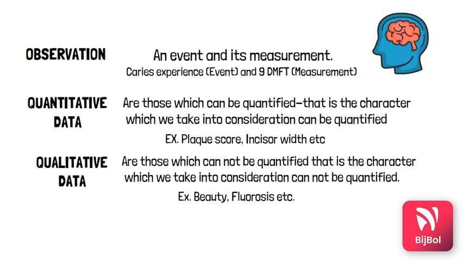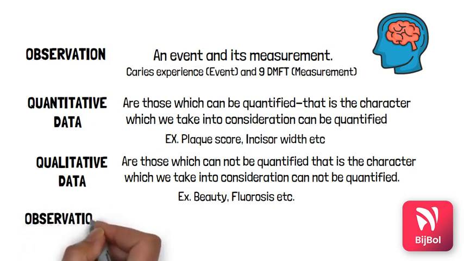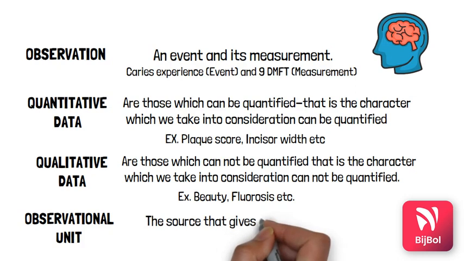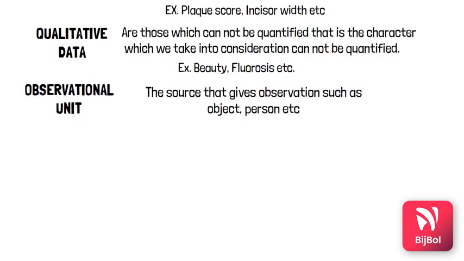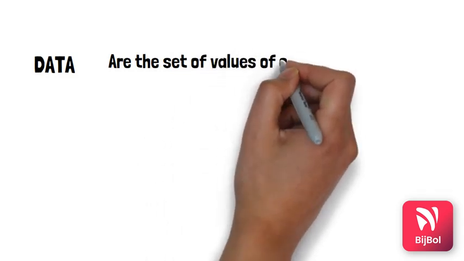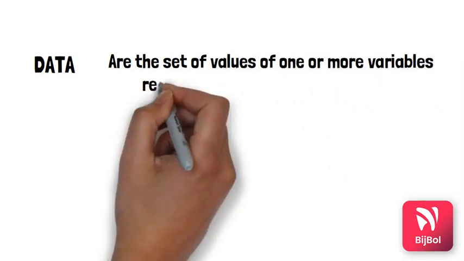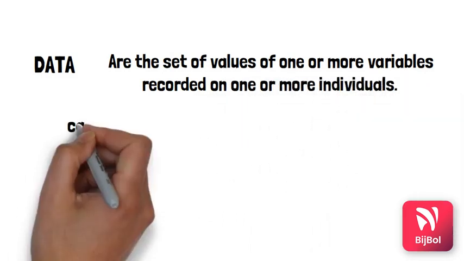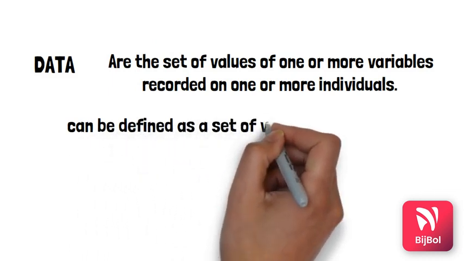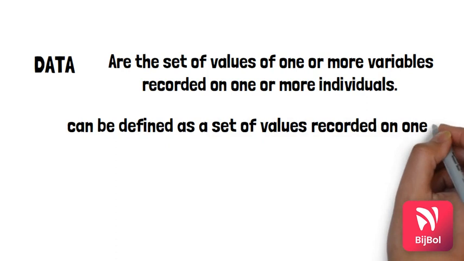After qualitative data, the next thing which we have is the observational unit. So what exactly is this observational unit? It is the source that gives observation, such as an object, person, etc. Now the next thing is the data. Everything relies on this data, collection of data, methods of representing the data. So what is data? Data are the set of values of one or more variables recorded on one or more individuals, or data can also be defined as a set of values recorded on one or more observational units.